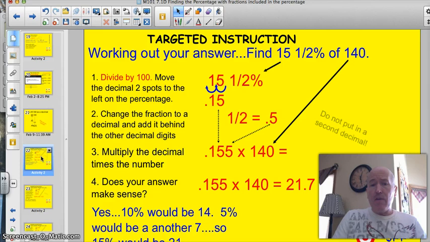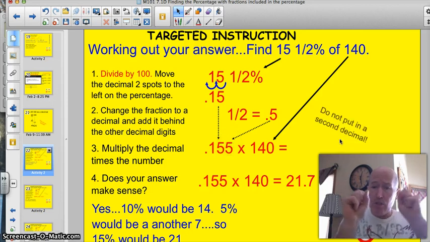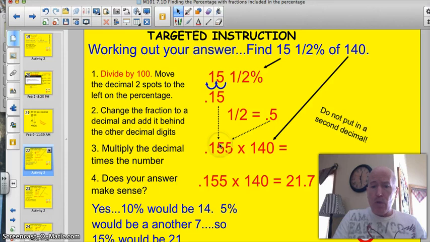All right, 3 problems to solve tonight before I turn you loose on your own. We need to work out the answer to this one here. Find 15.5% of 140. Okay, first we divide by 100, and we've got 0.15 for 15. Now we've got the half we need to deal with, and we just need to turn that into a decimal. So we know that 1 divided by 2, or 1/2, is 0.5, so we just tack that on the end. Again, here's my flashing message. Don't put in a second decimal. So we have 0.155 times 140.